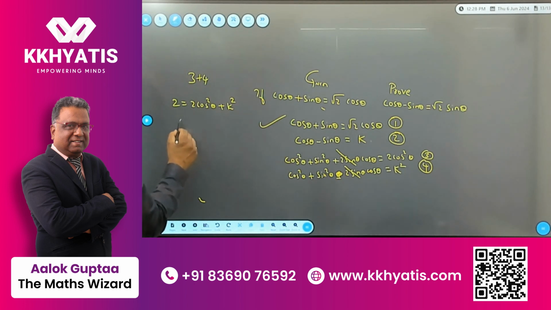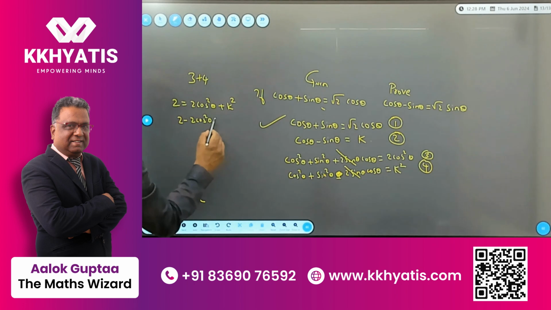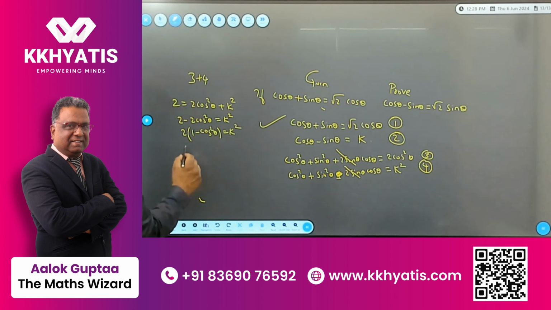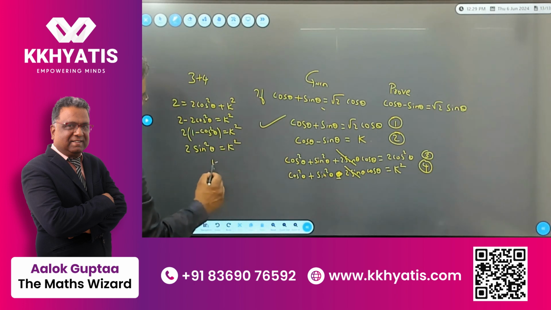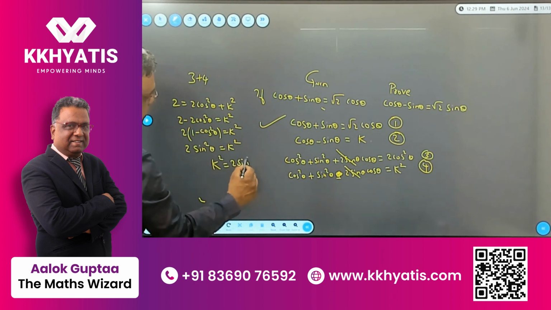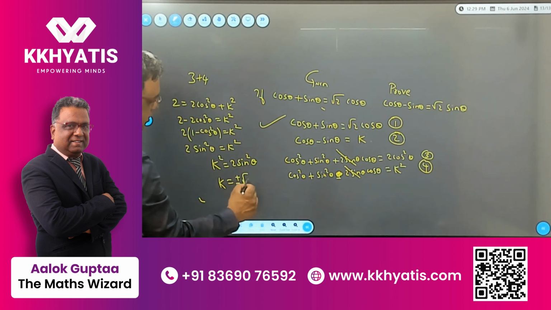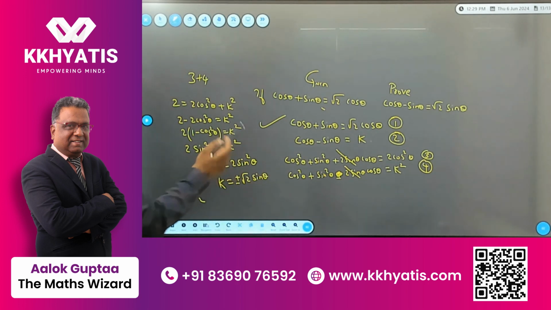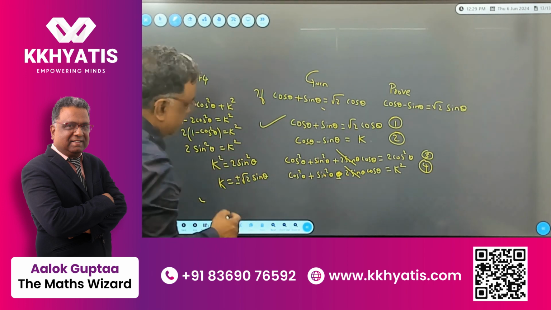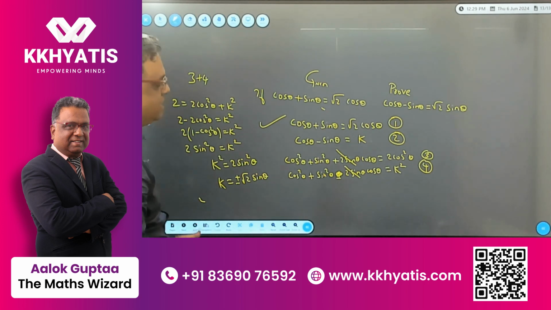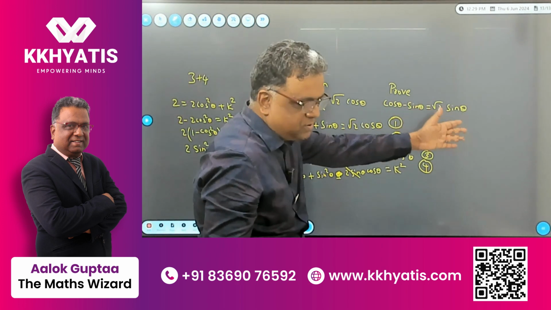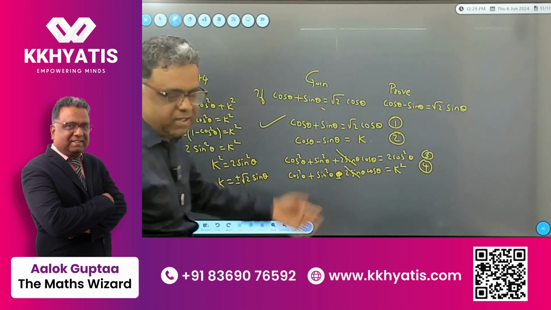So now I will take 2 minus 2 cos square theta is k square. I will take 2 common here, it will become 1 minus cos square theta is k square. Now 1 minus cos square theta is sin square theta. So let me write it as k square is 2 sin square theta. Now I will take square root on both the sides, so it will become plus minus root 2 sin theta. Yes or not, if I take square root? So either it is plus root 2 sin theta or it is minus root 2 sin theta. We have been asked to prove it is plus root 2 sin theta. So yes, it can be plus root 2 sin theta. So we have proven this.